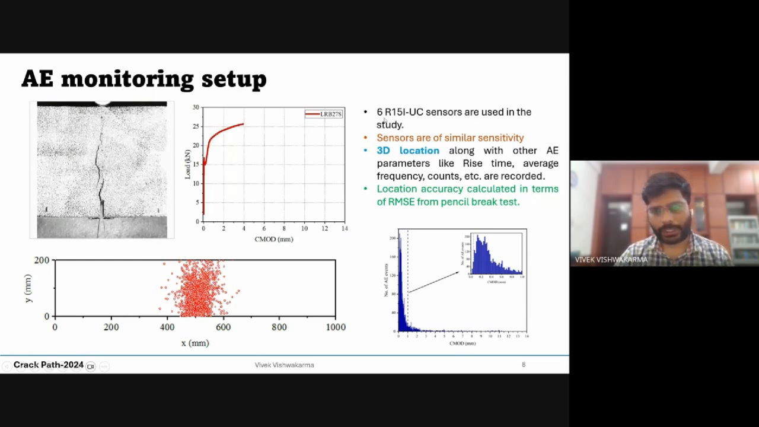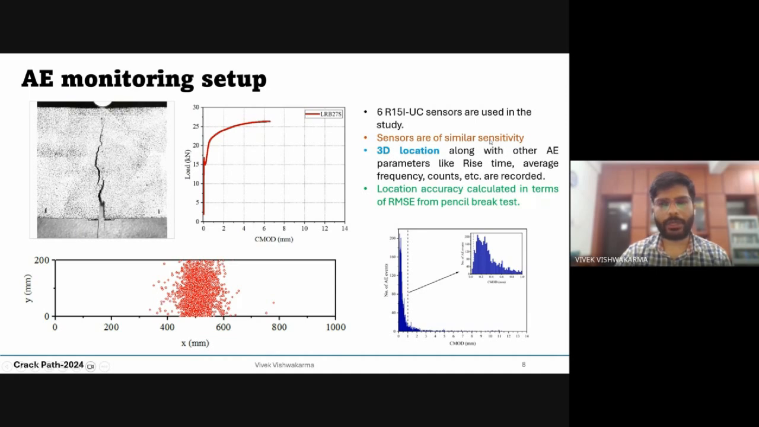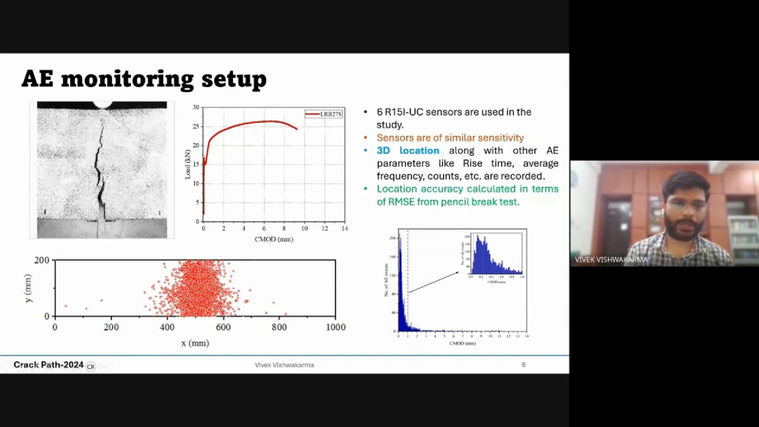Okay, so I have used six R15 sensors. Now, a very important point, the sensor should be of similar sensitivity. Why I am saying this? Because those who perform acoustic emission analysis know the sensor sensitivity will actually control the quality of your data. So they should be of similar sensitivity. So location accuracy is calculated in terms of root mean square error from the pencil break test. So I have performed multiple pencil break tests on the specimens and compared the real location with the acoustic emission locations and found out the RMSE. I will show the significance of RMSE later on.